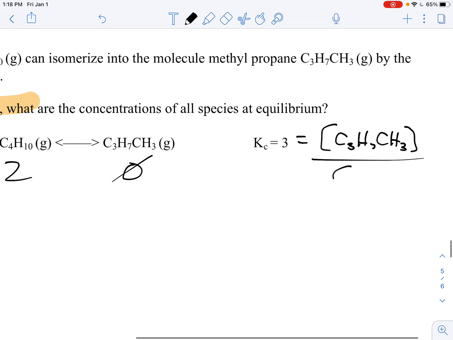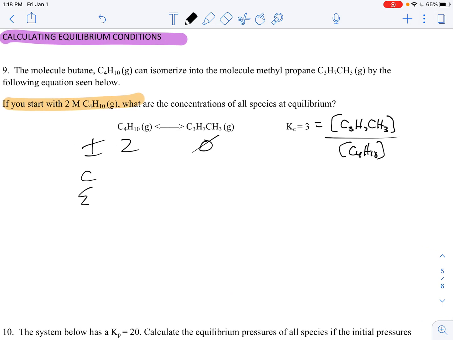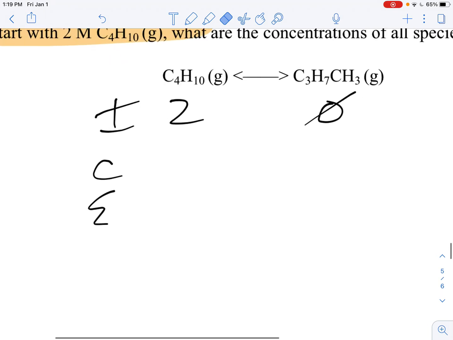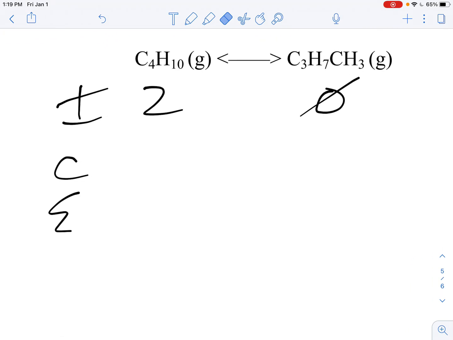So that's going to be C3H7CH3 divided by the C4H10 in the isomerization reaction. And that's all they give me. All right, I can still do this. In all the other problems, they gave me at least one of these numbers down here. Now they're not doing that.